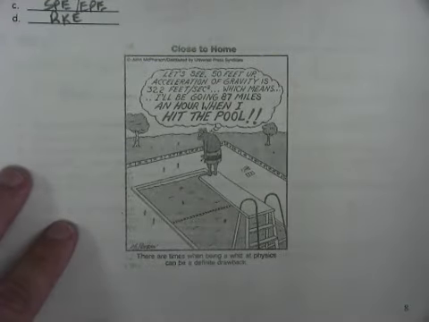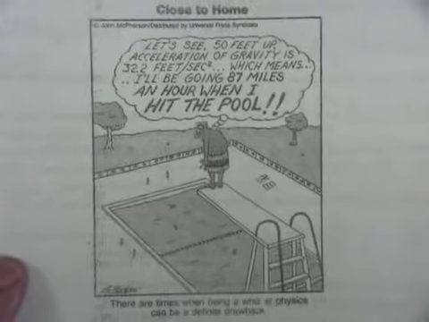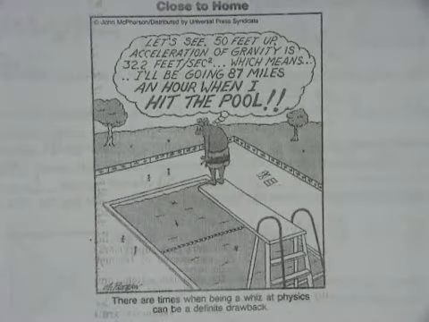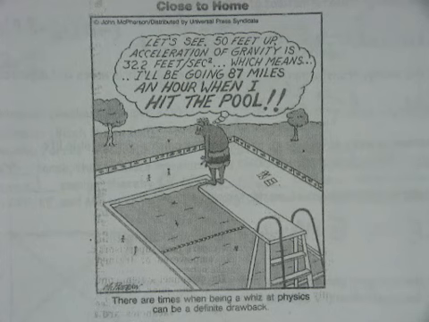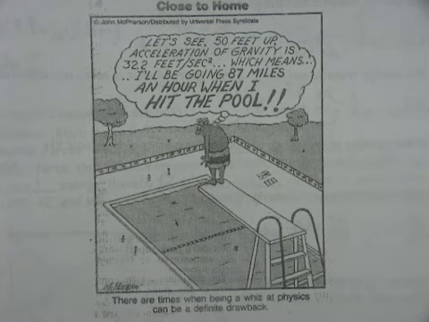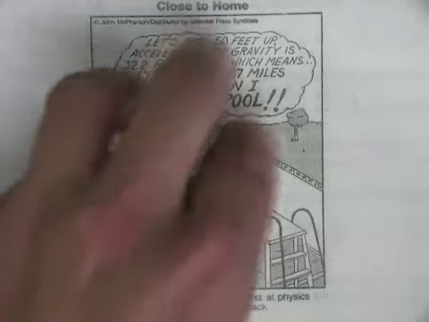All right, I've got a little cartoon down below. We're going to use the cartoon to answer this next question on the next page. You've seen this cartoon once before already, so I'm not going to spend a lot of time going through it, but let me at least read it for you. So this guy is on the top of this diving board. He's going to dive into this pool, and he's starting to run the numbers. So let's see. 50 feet up, acceleration of gravity is 32.2 feet per second squared, which means I'll be going 87 miles an hour when I hit the pool. Kind of scary. So there are times when being a whiz at physics can be a definite drawback. Well, we're going to use that cartoon to answer example number 3 on the next page.